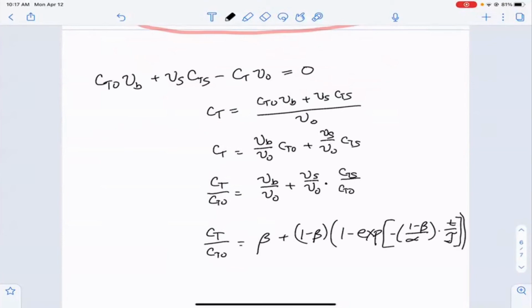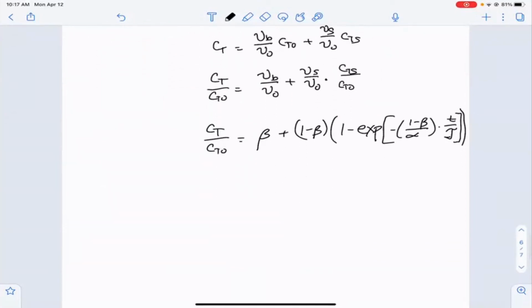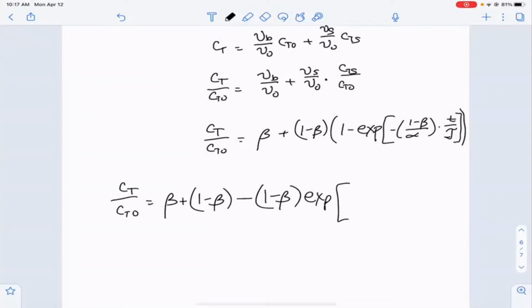Okay. And so I'm going to FOIL this out. It's not as bad as it looks like it's going to be. So C_T over C_T0 equals β plus 1 minus β minus (1 − β) times the exponent of minus (1 − β)/α times t over τ. And this thing simplifies. This just becomes 1 because you get β minus β.